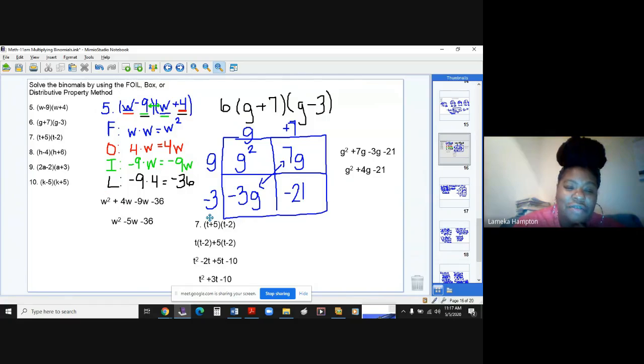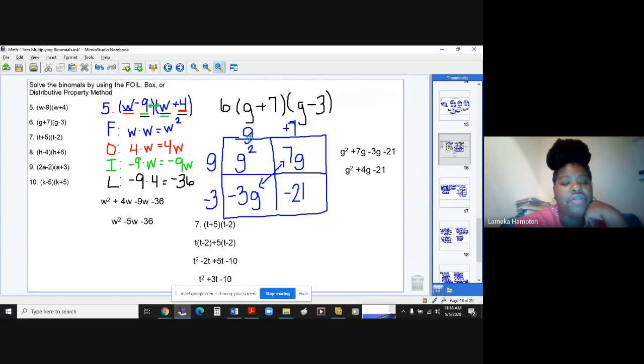All right. So the next one, number 6, we use the box method. You're going to see that all of these methods kind of use the same steps, but they're just presented in a different way. So remember, you have to use what method works for you. All right. So for number 6, we have G plus 7 multiplied by G minus 3.